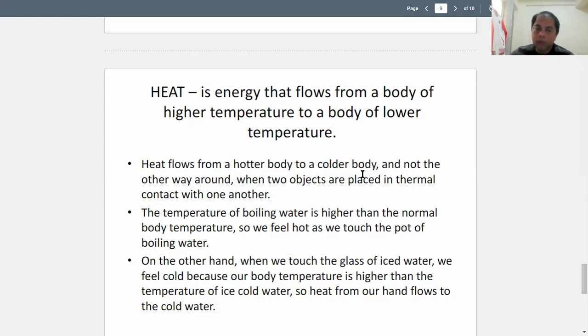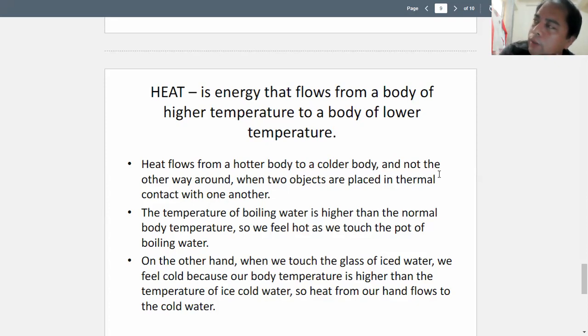When two objects are placed in thermal contact with one another, there are many ways of transfer of heat. There's conduction, there's convection, there's radiation. These are many forms of how heat is transferred from one material to the other. The temperature of boiling water is higher than normal body temperature, so we feel hot when we touch a pot of water. Again, a hot bottle, when you hold it, the temperature transfers to your body.